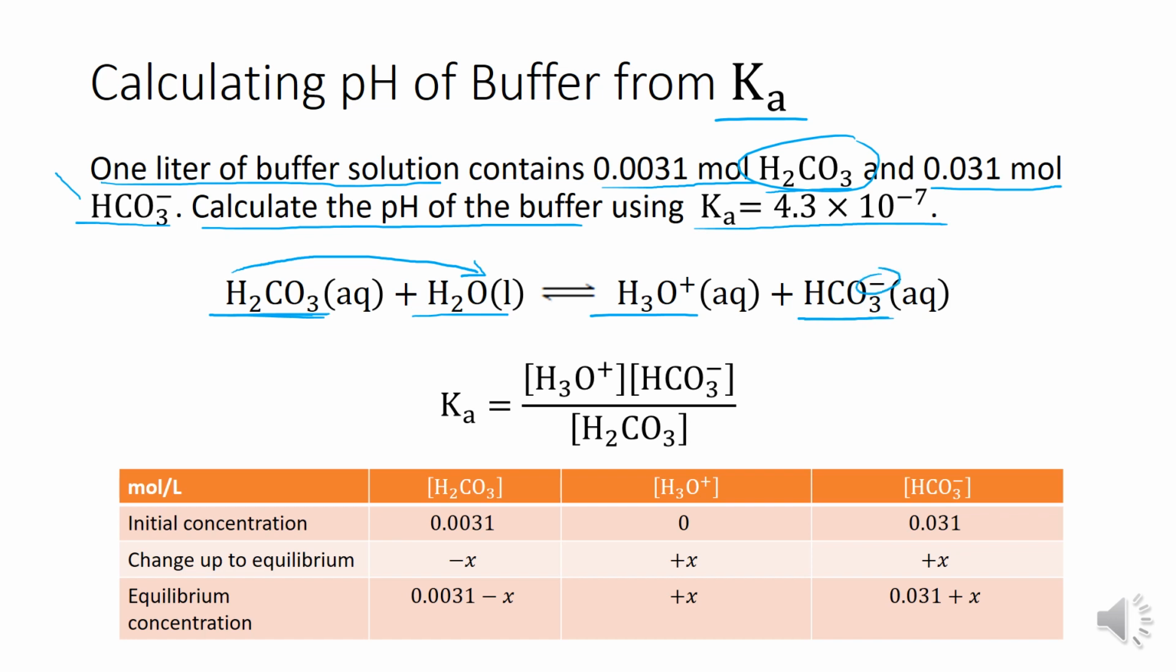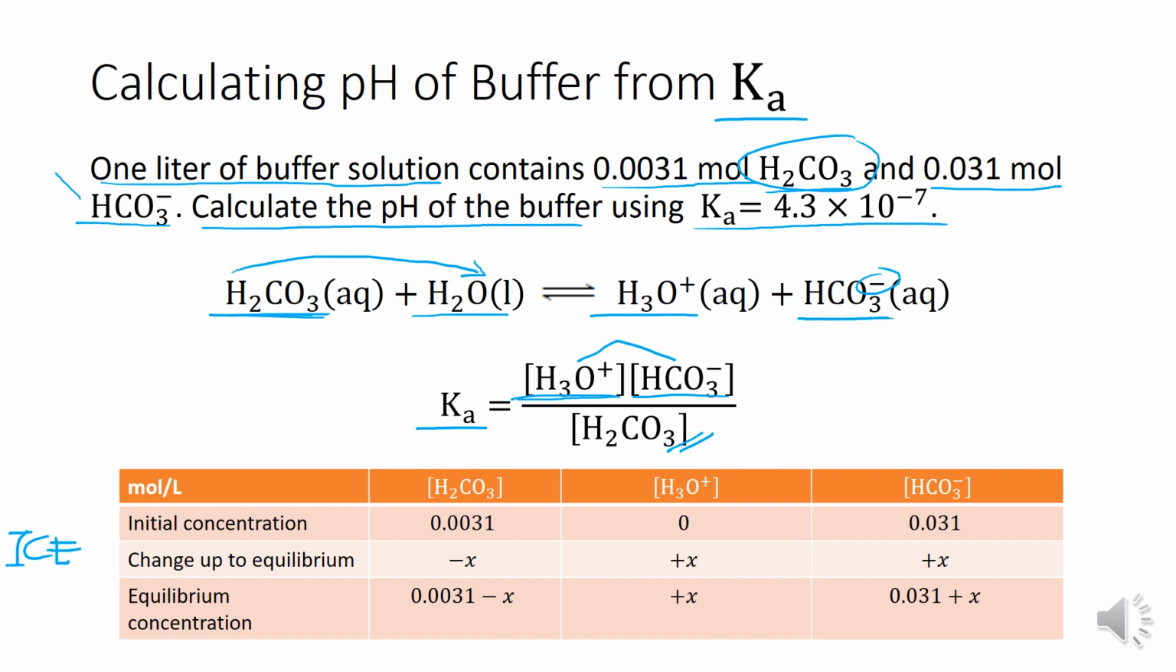Okay, so based on this chemical equation, the expression for the acid ionization constant is the concentration of the hydronium ions times the concentration of bicarbonate, so these are the products, divided by the concentration of the original acid. Now, in this approach, we have to create an ICE table.